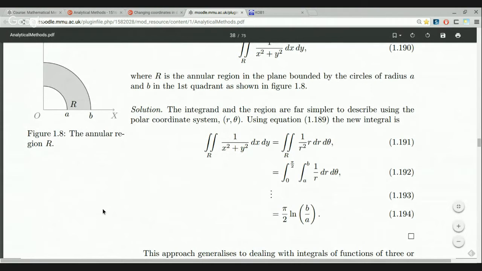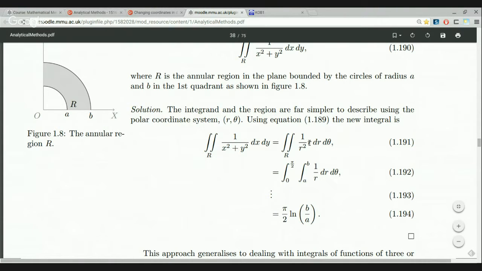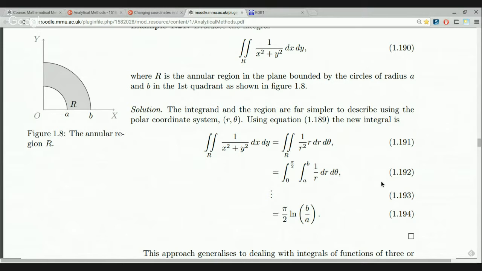It's worked out down here. The function 1 over x squared plus y squared, as I said, is equal to 1 over r squared. The absolute value of the Jacobian of the transformation from Cartesian coordinates to polar coordinates, we already worked that out back when we looked at Jacobians before. That was equal to r. So the new differential is r dr d theta. That simplifies the function you're integrating. It now becomes 1 over r, and we're going to be able to integrate that, because that will integrate to a logarithm.